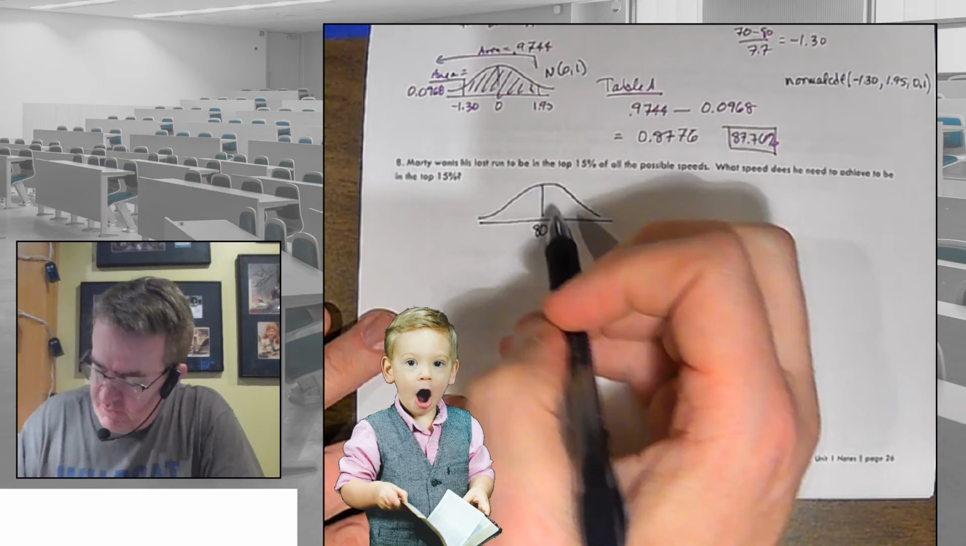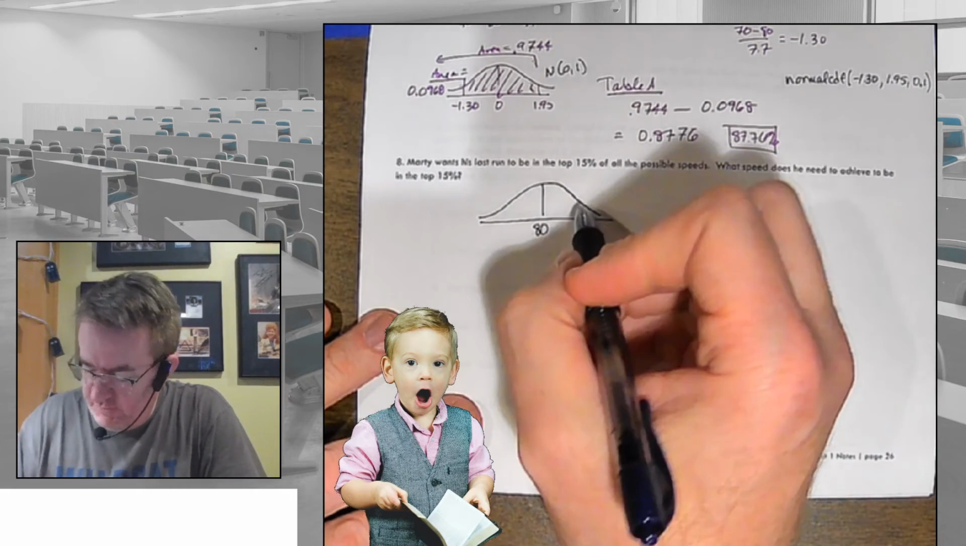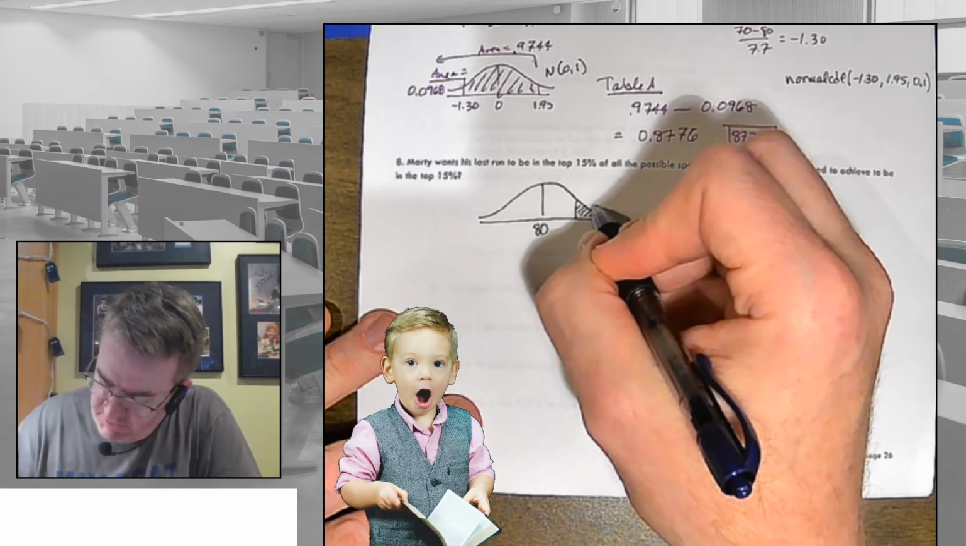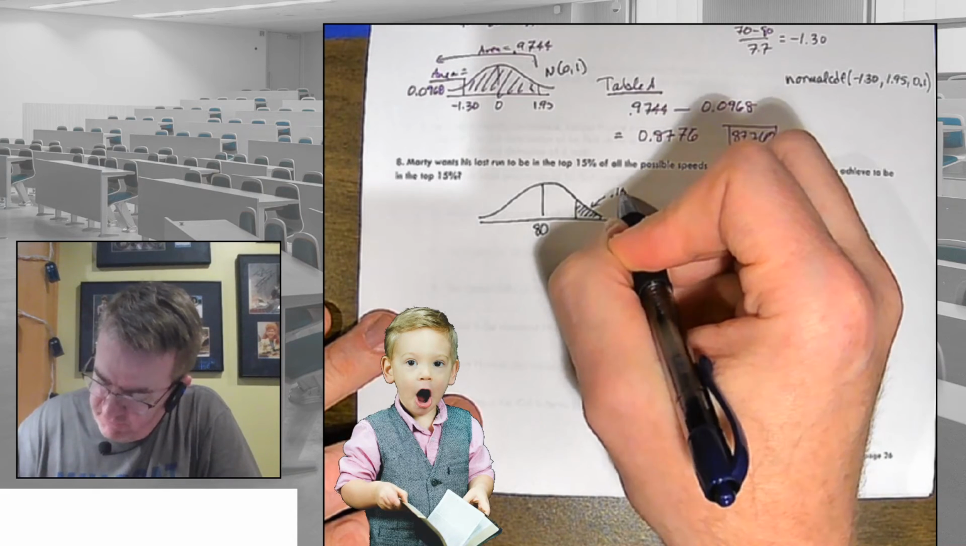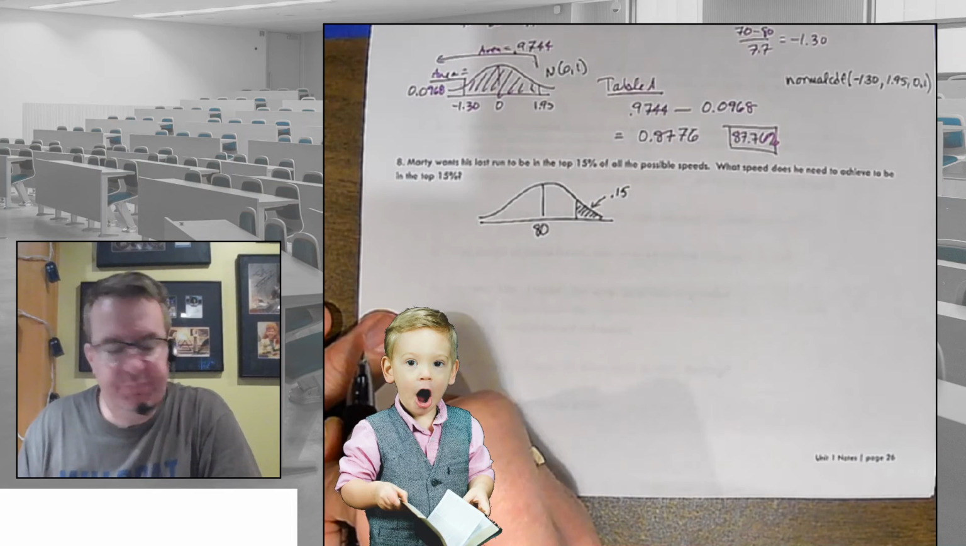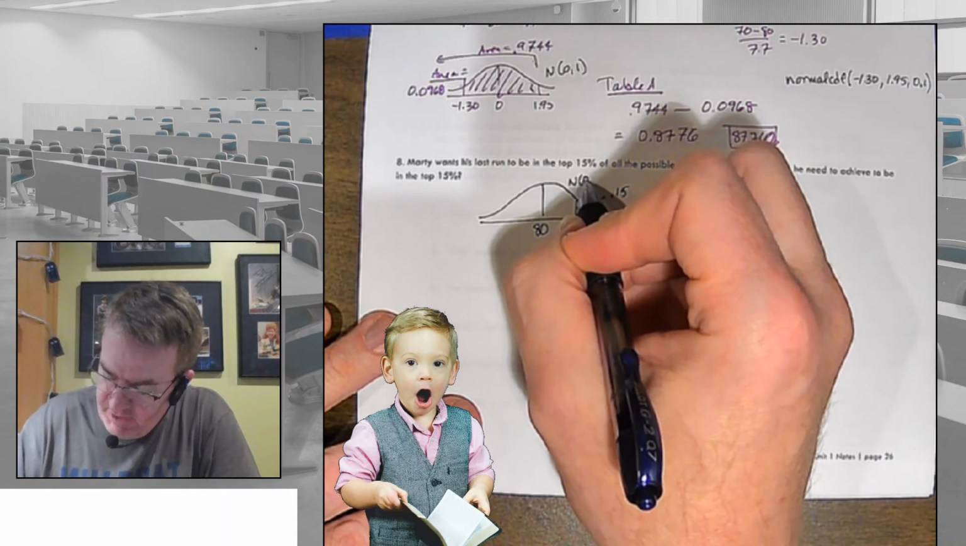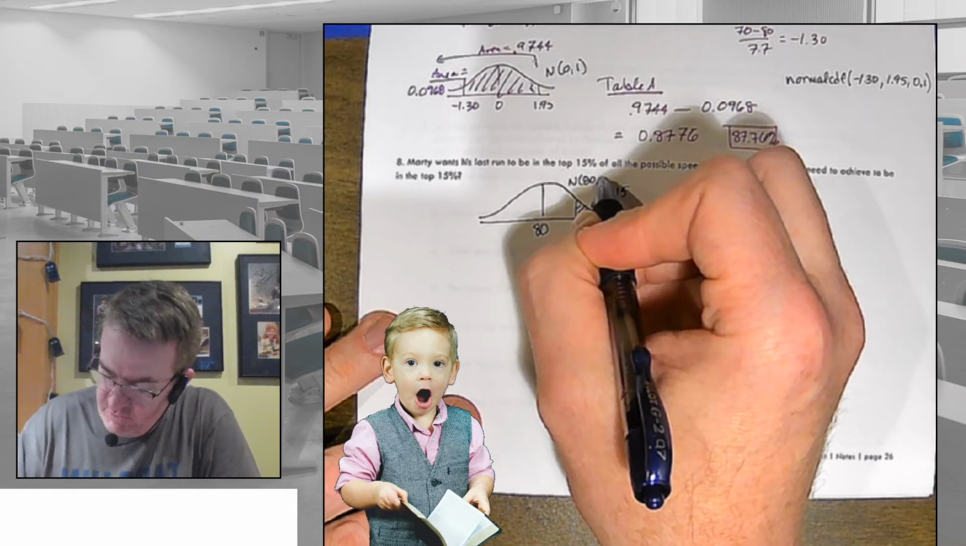So you got 80 here. Now, we know that this is 50% over here. So we know that there's some point over here where I've got the shading there that has an area of 0.15. Okay? Again, normal curve, 80, and then 7.7.